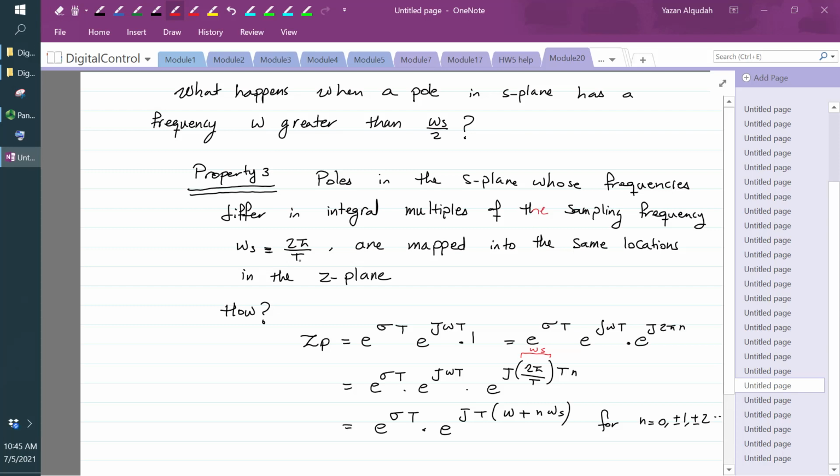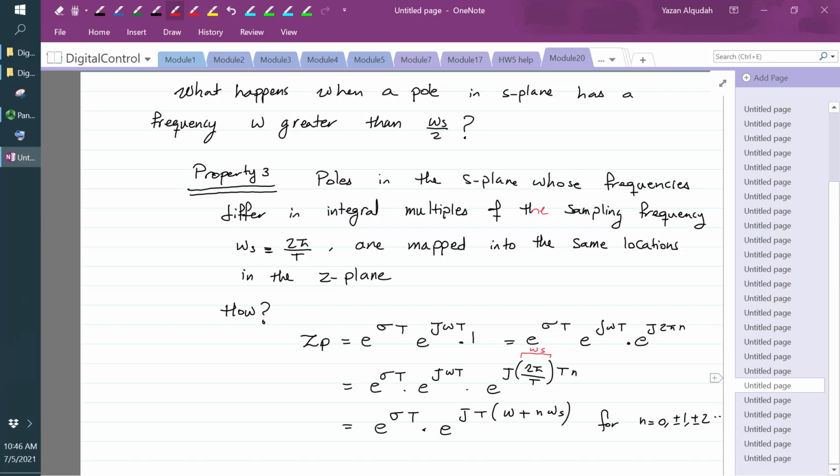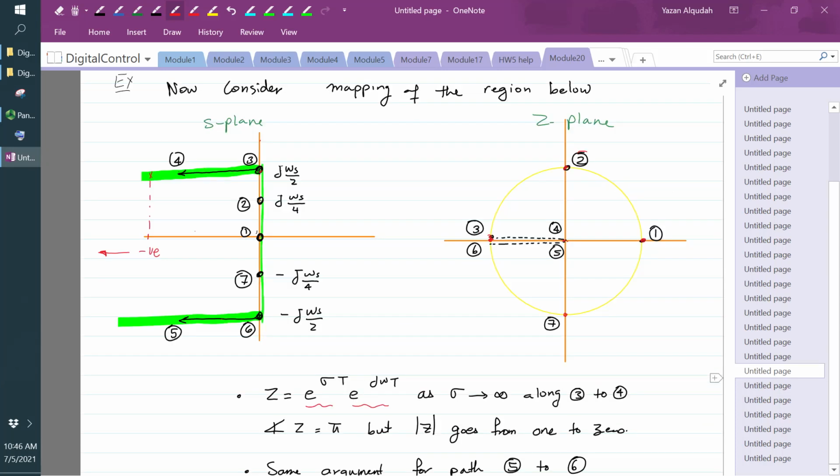Omega s over 2 are mapped into the same locations in the z-plane. So any poles that differ by omega s over 2 are going to be mapped back to the same location in the z-plane. So again, if I come back here, if I have any pole at this location, and I add omega s over 2 to it, both of these are going to map into the same location in the z-plane.